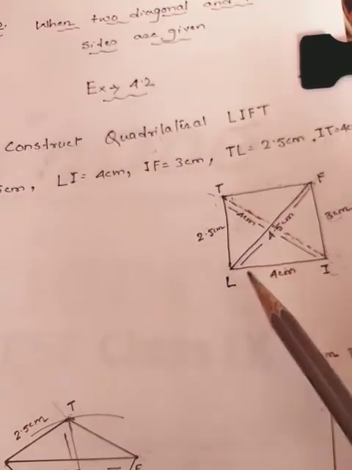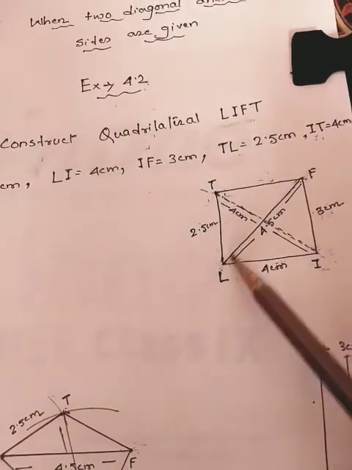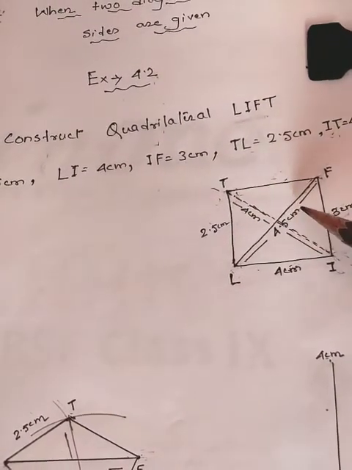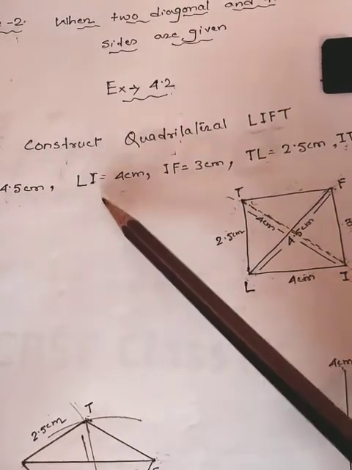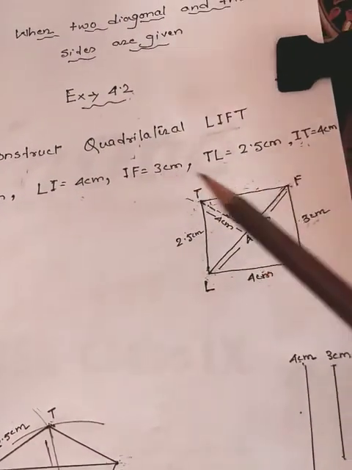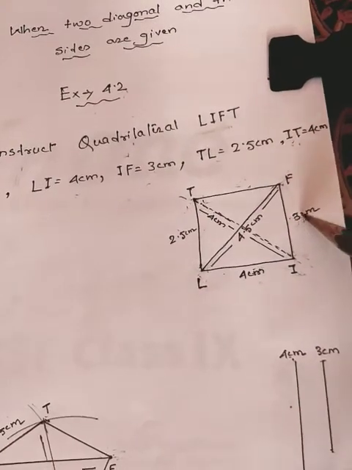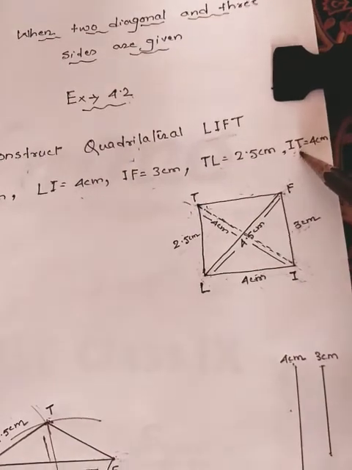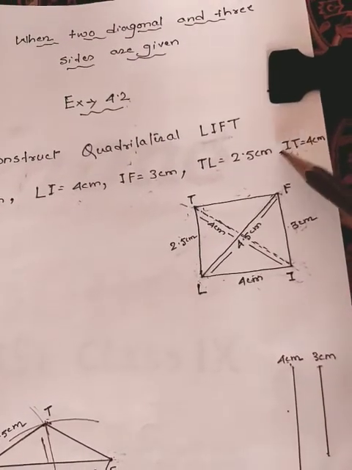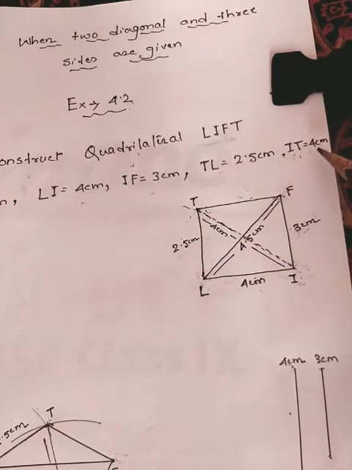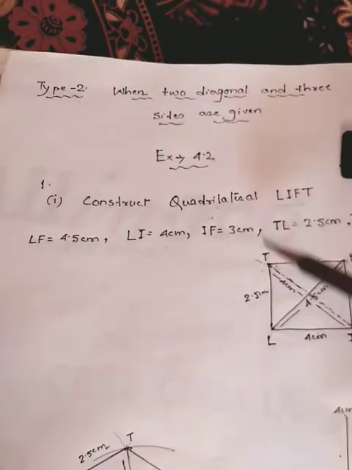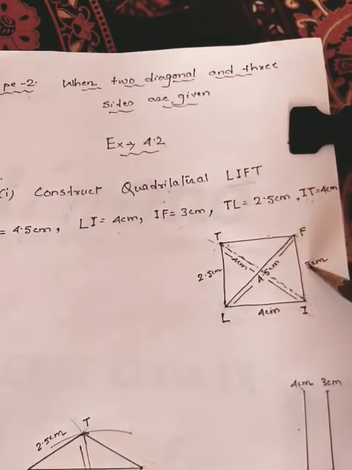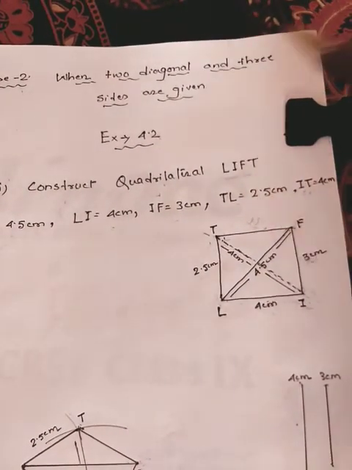What is the first dimension given? LF is 4.5. Diagonal is given, so I've drawn one diagonal like this and written 4.5. Now what is the second one? LI is this one, 4 centimeter. IF is 3 centimeter. TL is this one, 2.5 centimeter. And what is the last one? IT is this one, another diagonal, 4 centimeter. So it is following the second type. Measurements of two diagonals are given and also the measurements of three sides of the quadrilateral. See, this particular side is not mentioned.